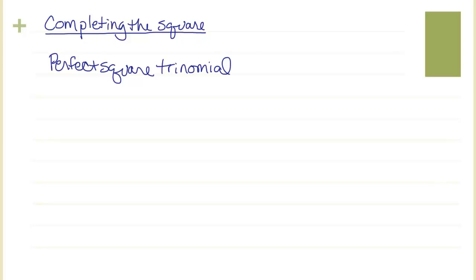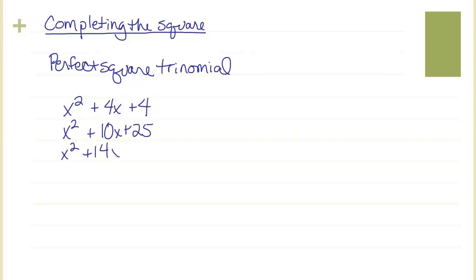So a perfect square trinomial is where we have a square in the front and a square in the back, and the middle term is 2 times the square root of each of those. So that's a perfect square trinomial. That's a perfect square trinomial. That's a perfect square trinomial.